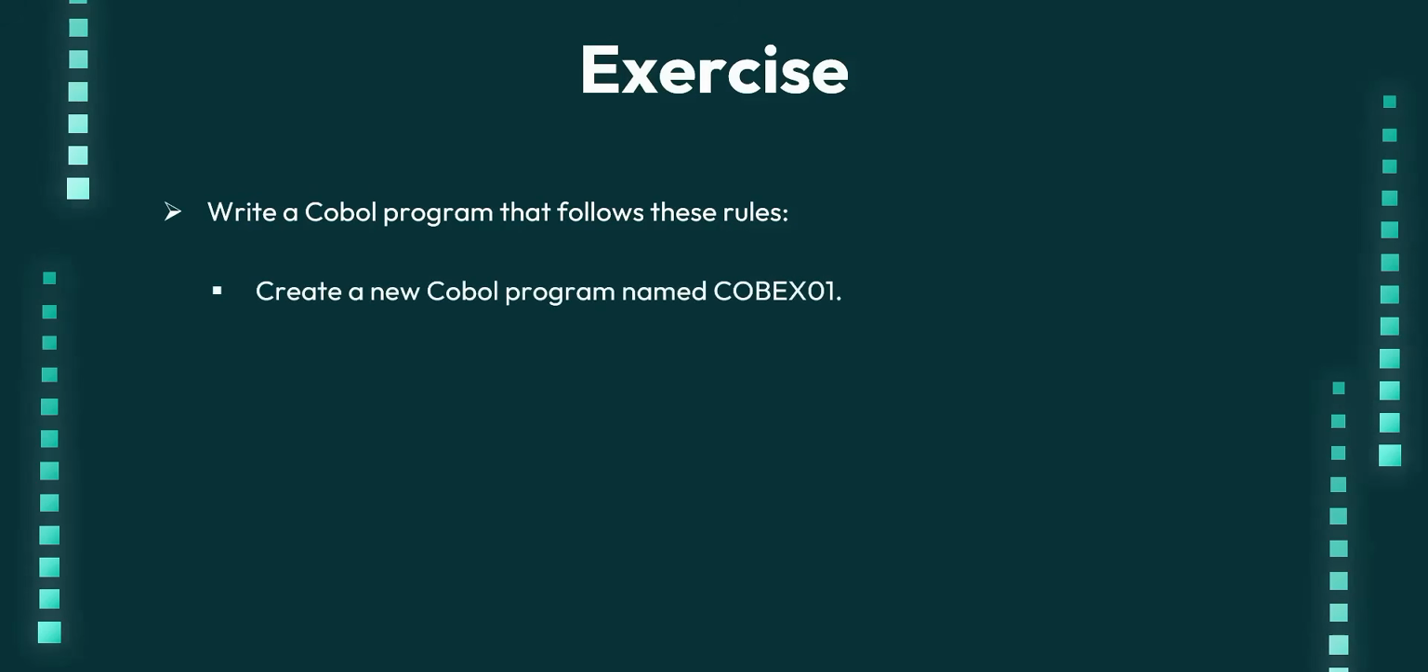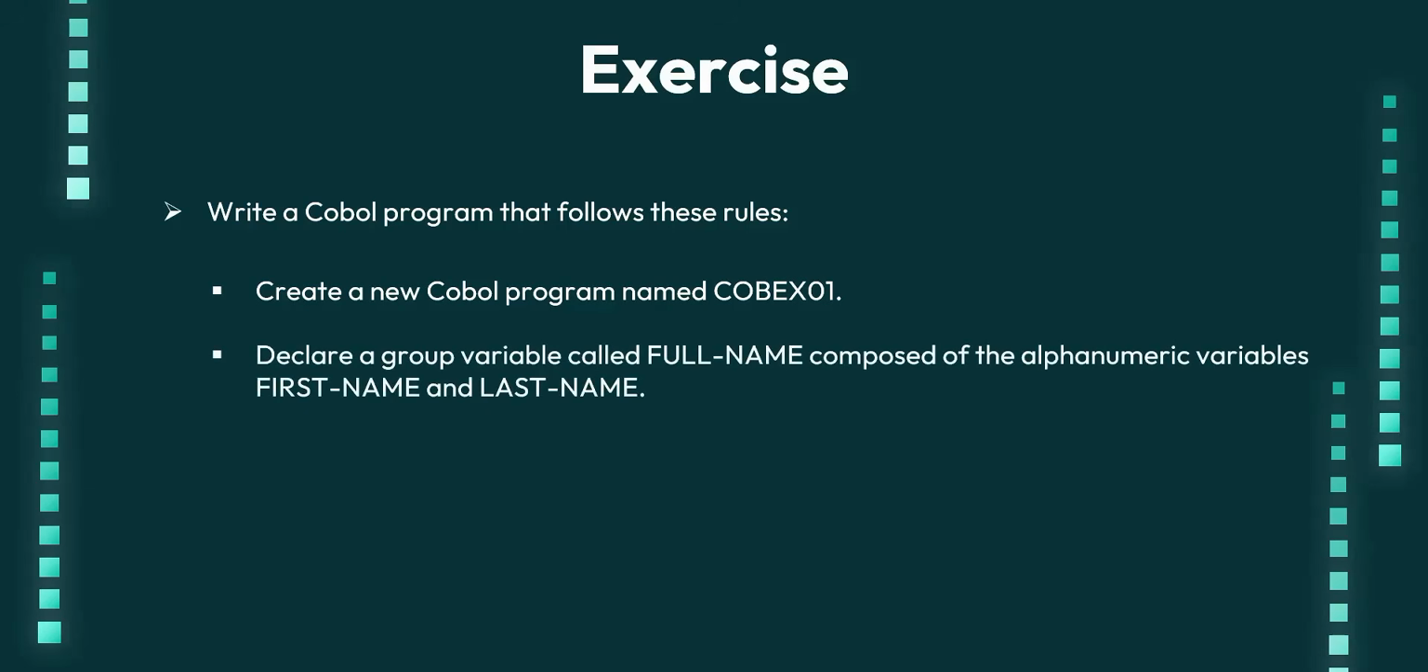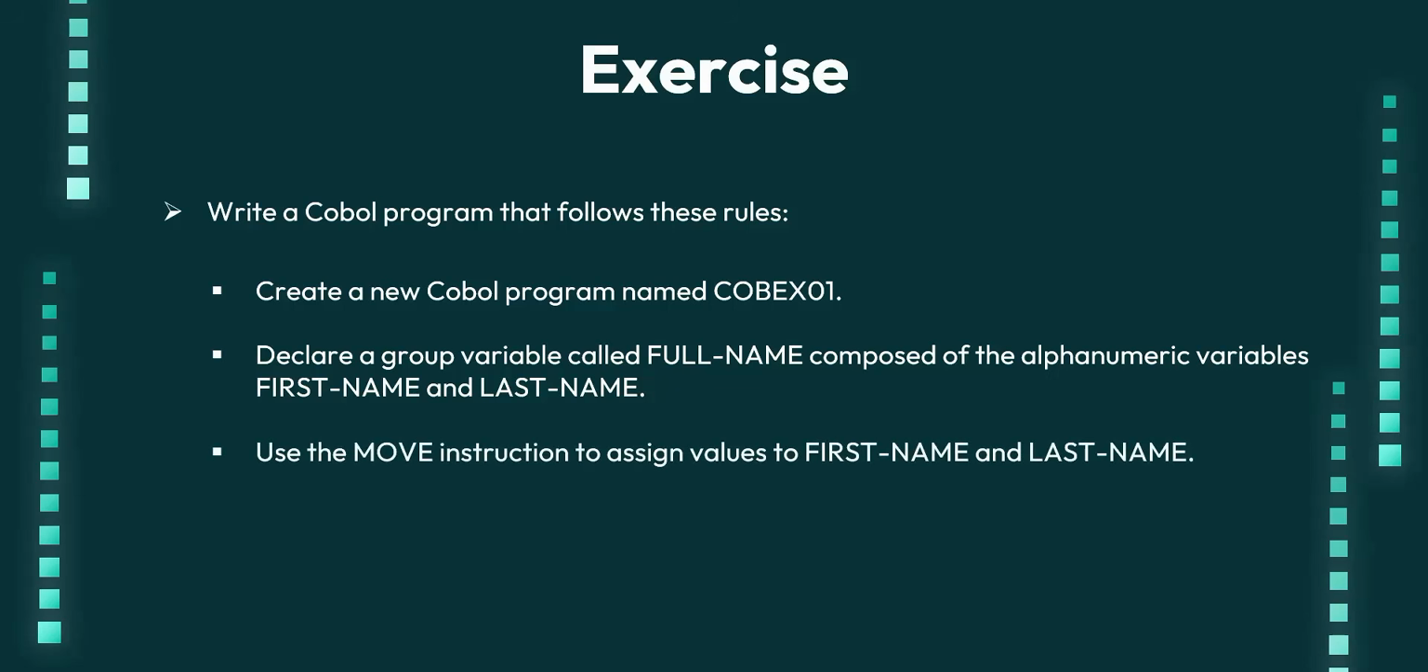First, create a new Cobol program named cobx01. Then declare a group variable called full name, composed of the alphanumeric variables first name and last name. Use the move instruction to assign values to first name and last name. And finally, display the full name variable in the sysout. I recommend pausing the video at this point and doing the exercise on your own.